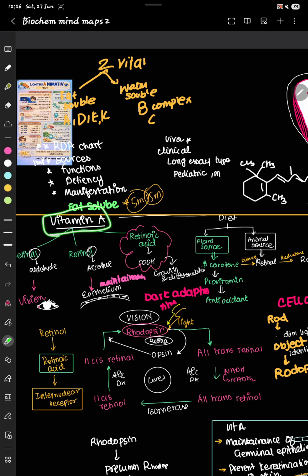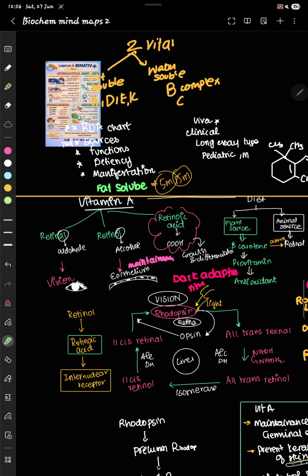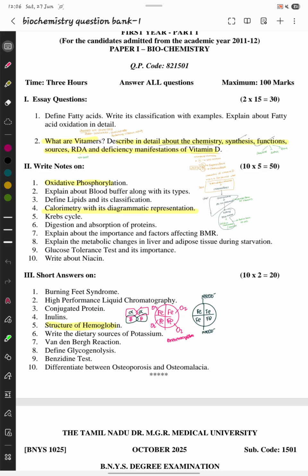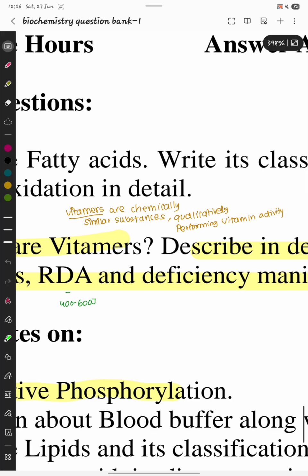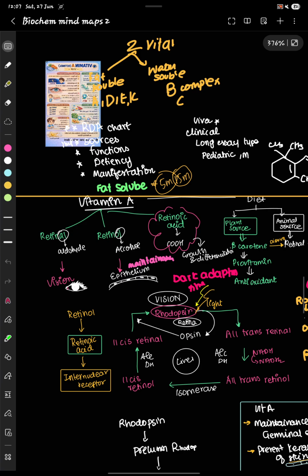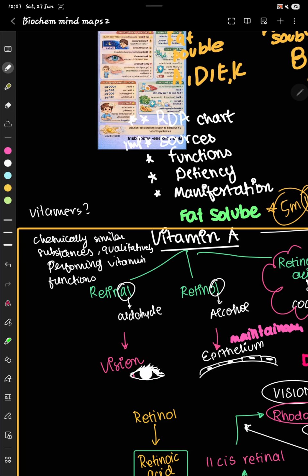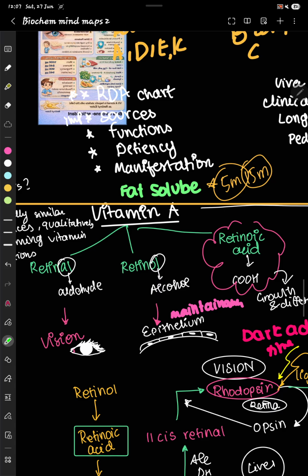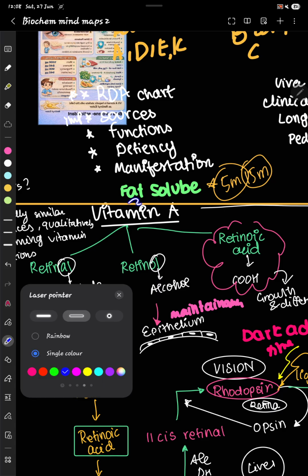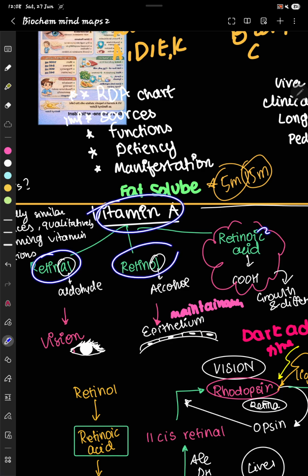Now, starting with vitamin A, which is a fat soluble vitamin, it has got vitamers. What are vitamers? Vitamers are chemically similar substances which are qualitatively performing vitamin activity. So we can say they are similar to isomers, right? If someone asks you what is a vitamer, they are chemically similar substances qualitatively performing vitamin functions. You will understand it better with an example. Let us say we have the vitamers of vitamin A, which are retinal, retinol and retinoic acid.